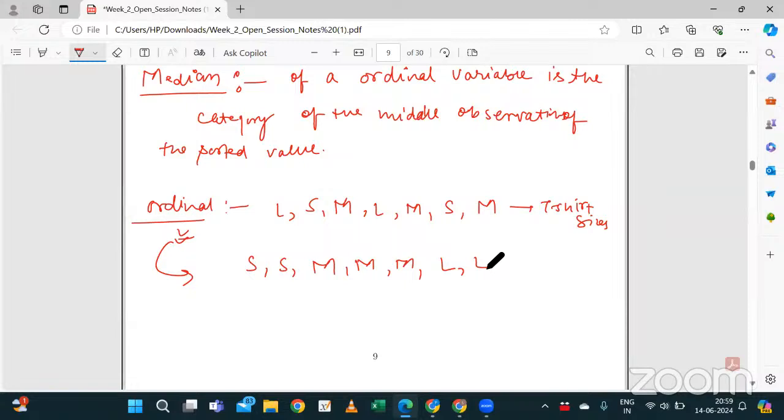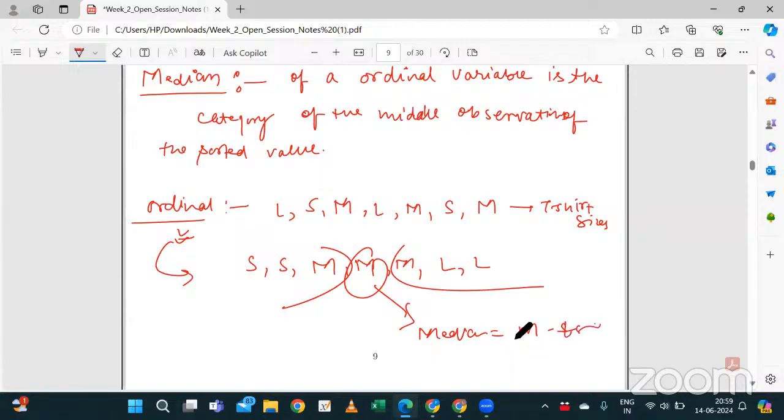The median is the middle observation. So what is the middle observation? If you see, M is here, so the median will be M size, the M t-shirt size. Something like that.